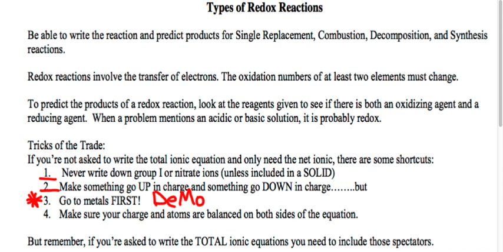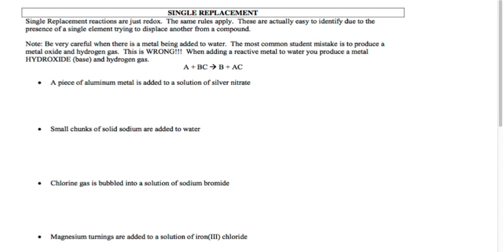And then the last rule is make sure your charge and atoms are balanced. You're really good at balancing atoms, but now we've got to pay attention to the charge. The charge overall has to be the same on both sides of the equation, okay? So the best way to do this is just to jump in and start working problems, and you're really going to be surprised how much faster you can do net ionics now.